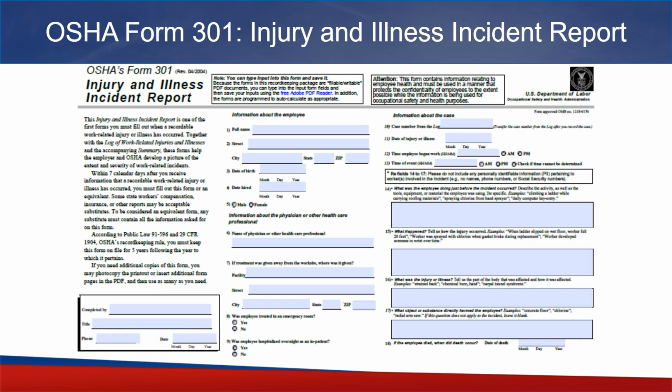You must fill out an injury and illness incident report for every recordable work-related injury or illness, together with the log of work-related injuries and illnesses and the accompanying summary. These forms help the employer and OSHA develop a picture of the extent and severity of work-related incidents. Within 7 calendar days after you receive information that a recordable work-related injury or illness has occurred, you must fill out this form or an equivalent. Some state workers' compensation, insurance, or other reports may be acceptable substitutes. To be considered an equivalent form, any substitute must contain all the information asked for on this form.